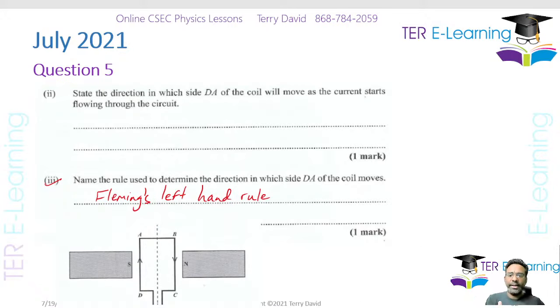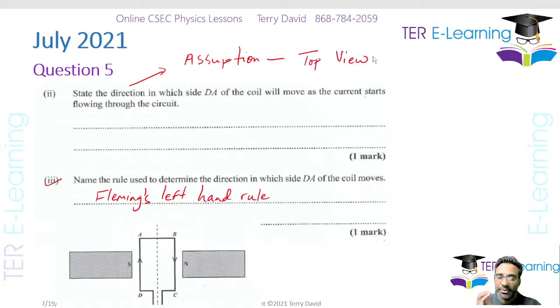Let's see. So we're going this way. Remember, like I said, I am assuming that the diagram they've drawn is a top view. That's my assumption. We're looking at it from the top. And if I use Fleming's left-hand rule and I use north to south, it means that dA is going to move upwards. So dA, so this says steady direction. dA is going to move upwards, assuming that I have a top view.